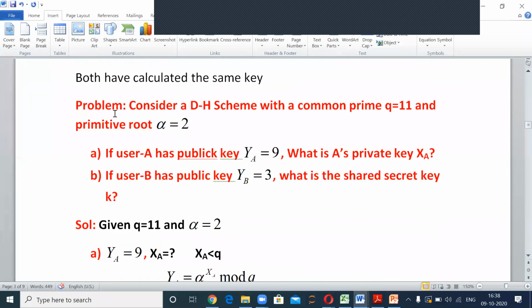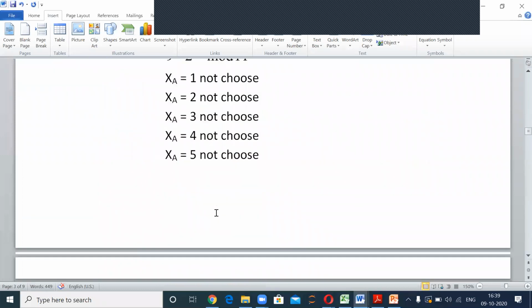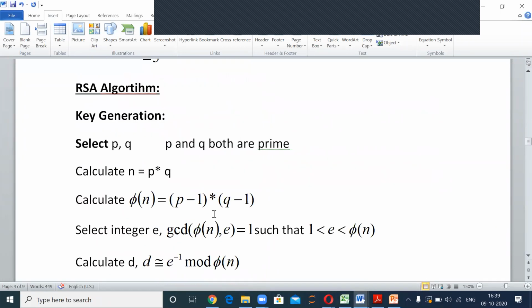Now another example problem. Consider the Diffie-Hellman key scheme with a common prime q equal to 11 and the primitive root alpha equal to 2. The questions that may be asked: if user A has the public key YA equal to 9, what is A's private key? And if user B has public key YB equal to 3, what is the shared secret key? We have to calculate it, as I explained in the previous classes.